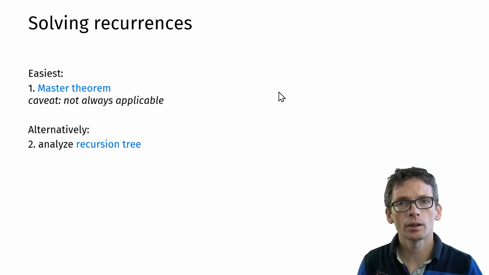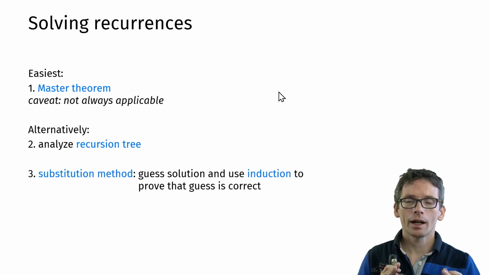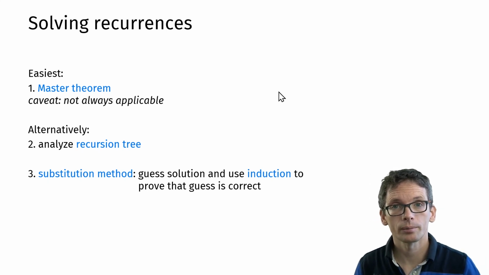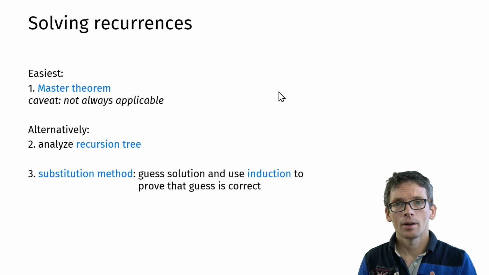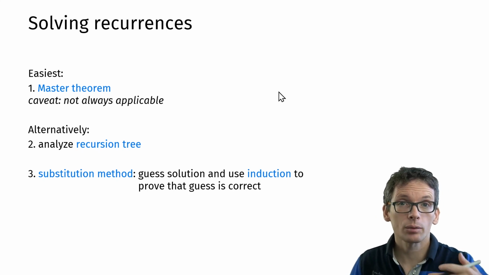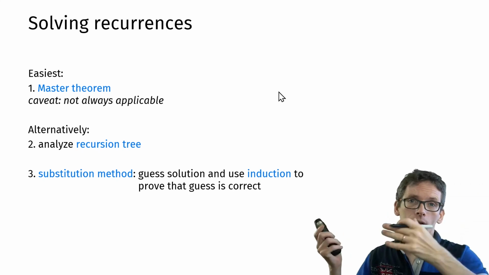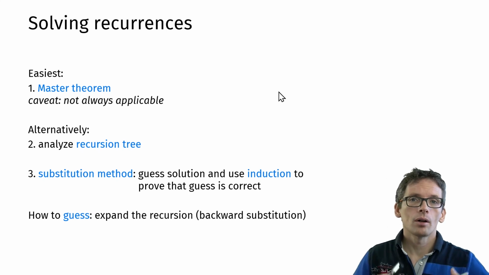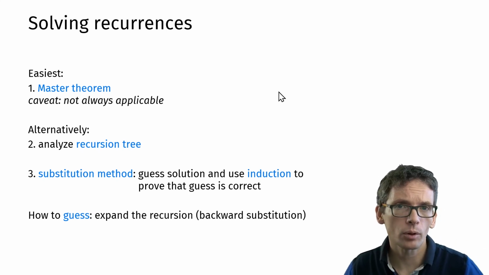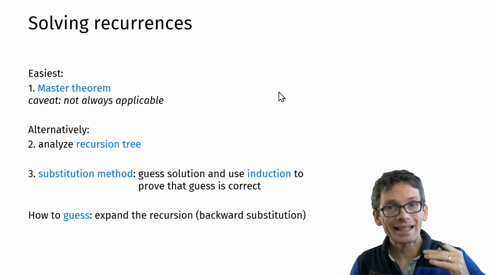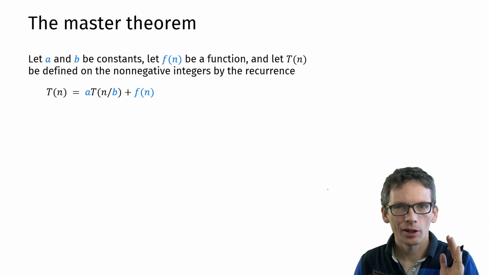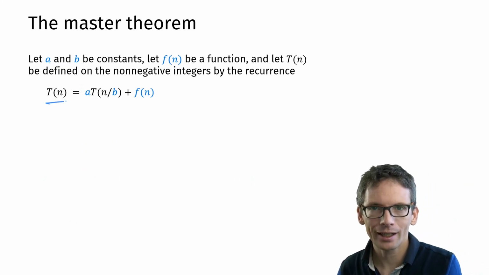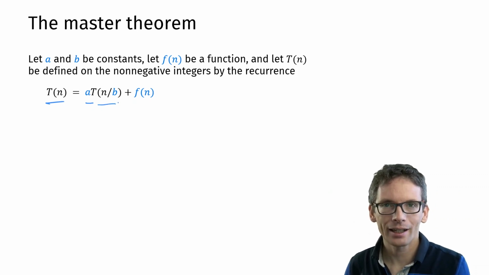If none of this works, we can go brute force, and that means we guess the solution and then use induction to show that it actually holds. That's called the substitution method. This of course requires us also to guess what the solution might be, and we can do so either by drawing some recursion tree without fully analyzing it, or by simply expanding the recursion, and we're going to look at what that means also. So let's start with the master theorem. What is the master theorem? The master theorem applies to recurrences of the following form: T of n is a times t of n divided by b plus f of n.